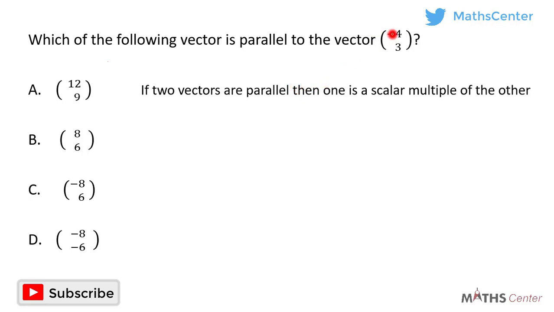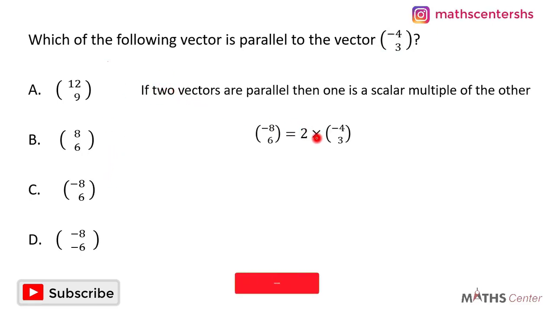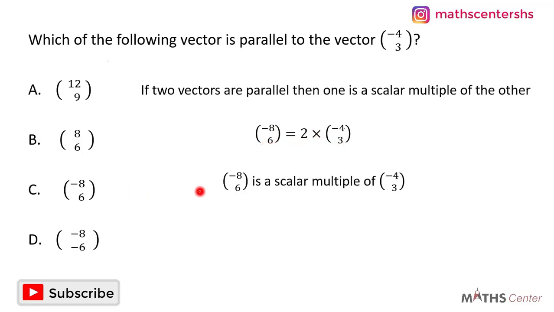The vector given to us is (-4, 3). So among the 4 options here, we are looking for the vector that is a scalar multiple of (-4, 3). When we look through them, we can see that if we multiply (-4, 3) by 2, we are going to get (-8, 6), because 2 times negative 4 will give us negative 8, and 2 times 3 will give us 6.